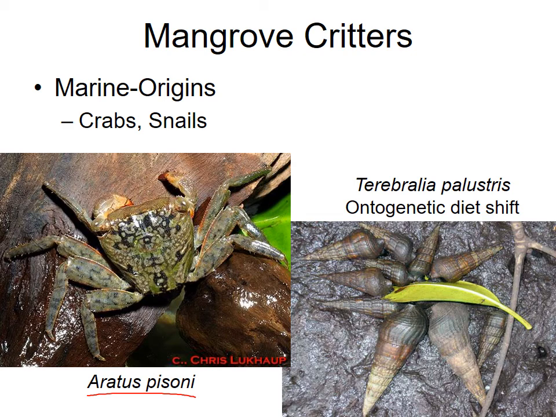There are snails that will eat algae and detritus on the mud in the mangrove swamps, but when they become larger, they will eat mangrove leaf litter as well, and that's an ontogenetic diet shift. So when they're small, they're eating the little microbial and detritus things in the mud, and when they're large, they're able to process the leaf litter a little bit better.